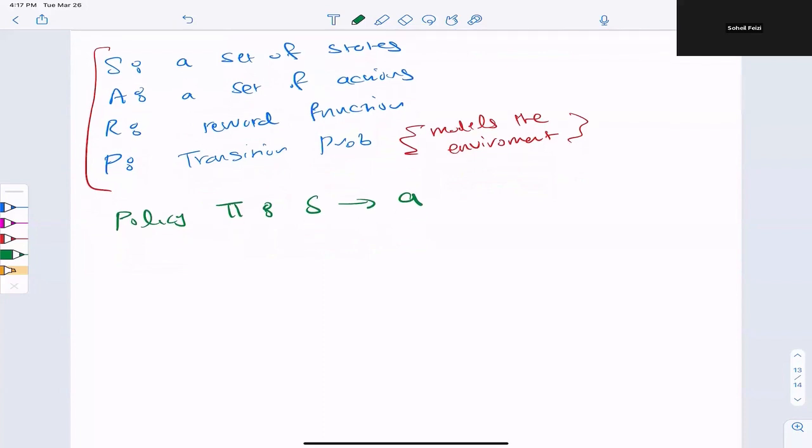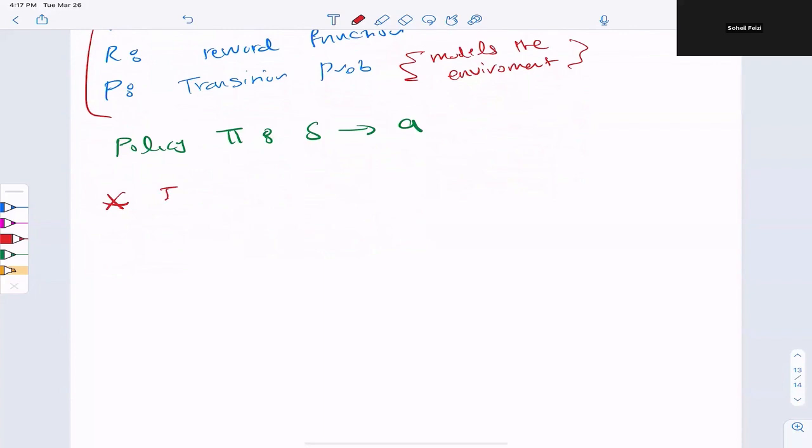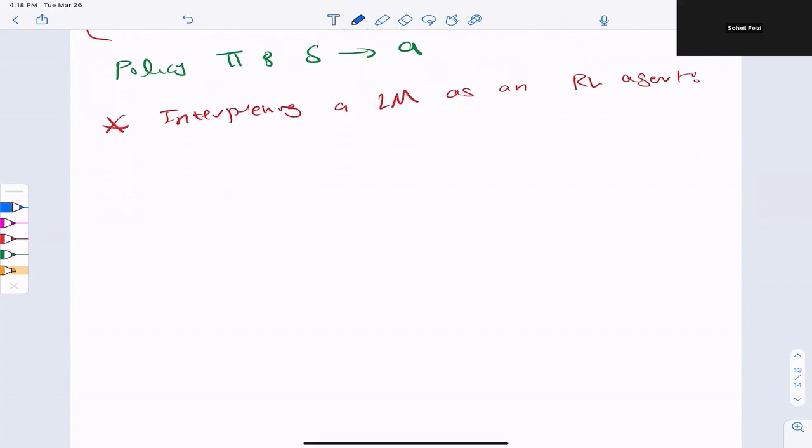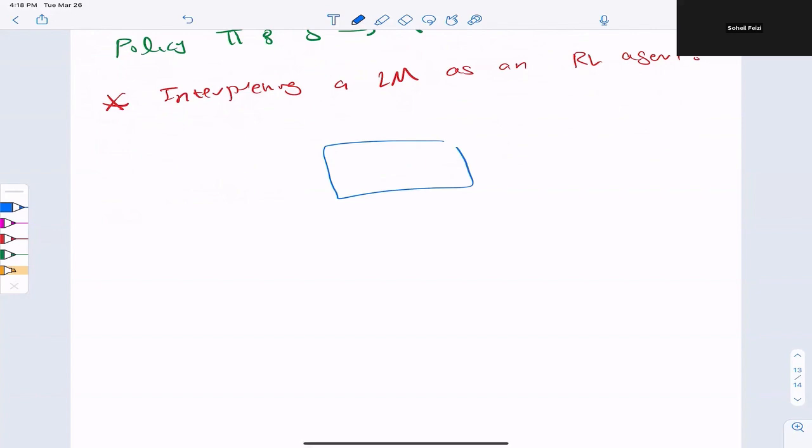Okay, now we are talking about language models. Right now I suddenly jumped to RL, which you may have heard of in the context of robotics or in the context of games, but how can we interpret a language model using this formulation? Interpreting a language model as an RL agent. Okay, so here's my language model. I want to interpret that as a policy, a policy that tells me at what state which action I should take.